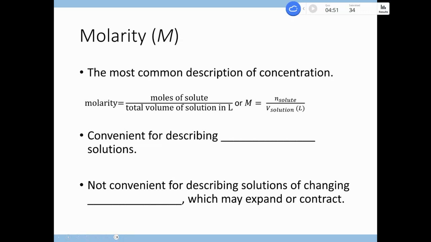So molarity, y'all are familiar with this. Remember, this is the moles of the solute divided by the total volume of the solution. So moles per liter. This is convenient for describing liquid solutions. We're talking about the volume of something, and it's easy to describe the volume of a liquid. So molarity is often used for liquid solutions. But this is not convenient when we're describing solutions of changing temperatures.